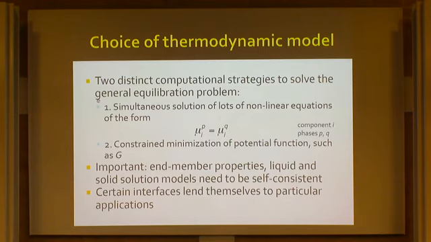All right, so there are two basic computational strategies for solving that condition that all the chemical potentials must be equal for a given component. You either solve lots of equations like that, or you do a constrained minimization of this potential function, which is a combination of each of the free energy surfaces of the stable phases.